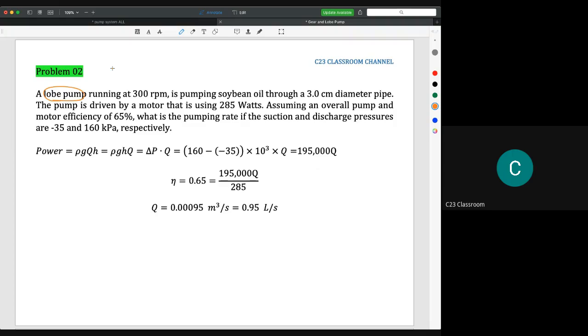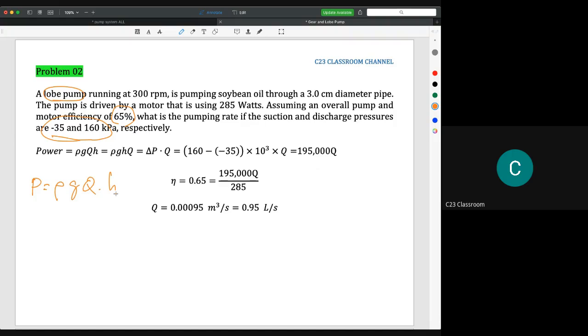Assuming an overall pump and motor efficiency of 65%, what is the pumping rate if the suction and discharge pressure are -35 and 660 kilopascal respectively? So here we are going to calculate the pumping rate. The question gives us ideas of pressure for inlet and outlet. The equation that has flow rate is power equal to rho g Q H.